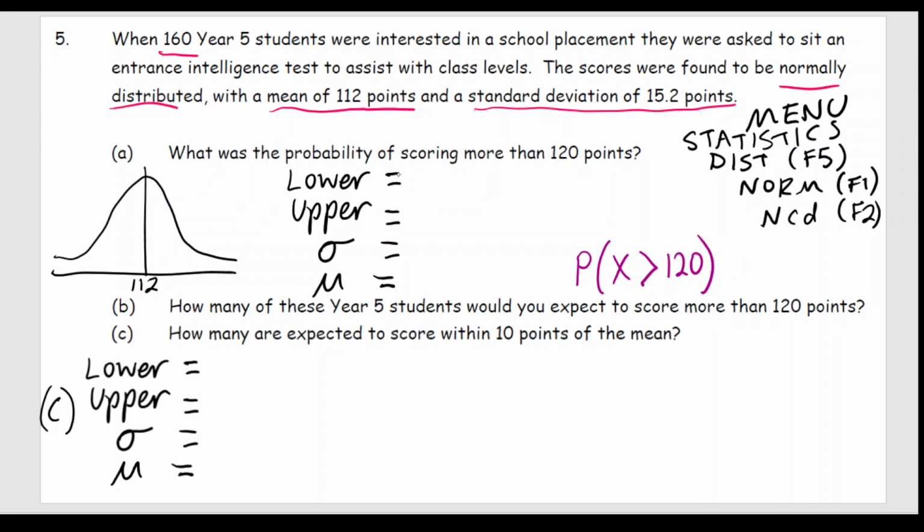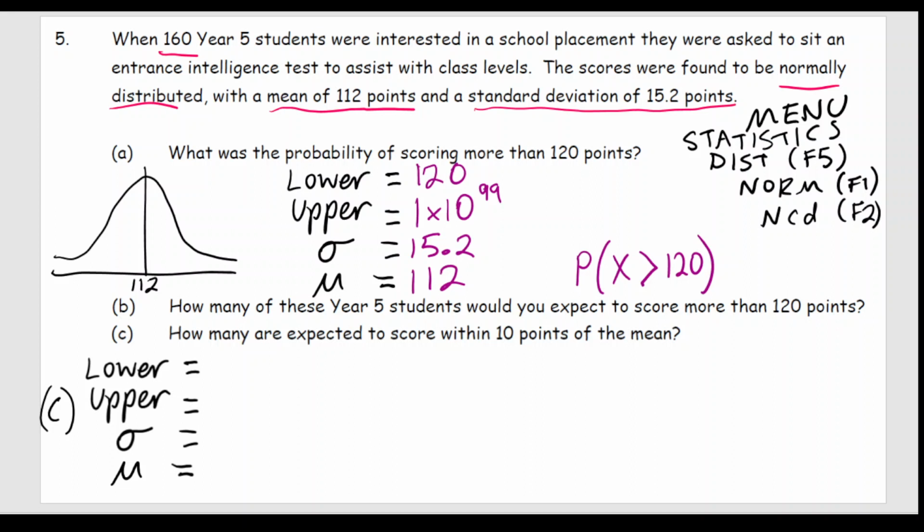Now we look at the 4 points that we need to fill in. We know the standard deviation is 15.2, and we know that the mean is 112. Our lower value is going to be the lowest value that we're looking for, and our upper is going to be sort of the ceiling limit. In this case, we're looking for values of x that are above 120, so our lower value is 120. And if we remember, when we want to put an upper value that catches all of the possible outliers, we just use a really big number, which is 1 times 10 to the power of 99.